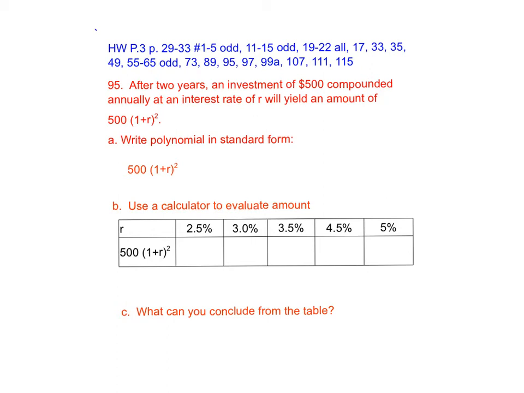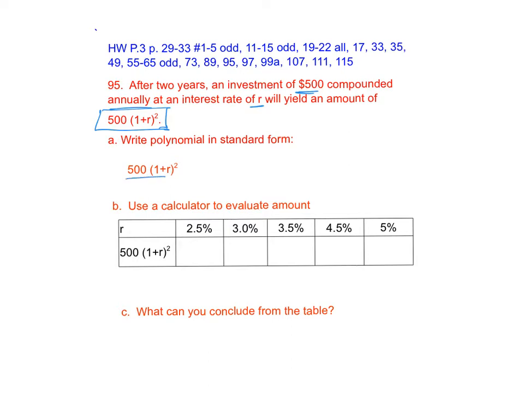This is the solution to problem number 95 from homework P.3. And here we're given a formula. We're told that after 2 years, an investment of $500 compounded annually, so you get interest once a year, at an interest rate of R, will yield an amount of 500 times the quantity 1 plus R squared. So they want us to write this polynomial in standard form.